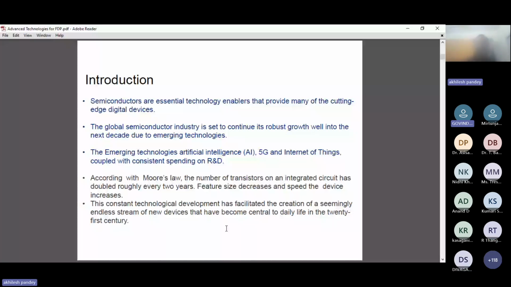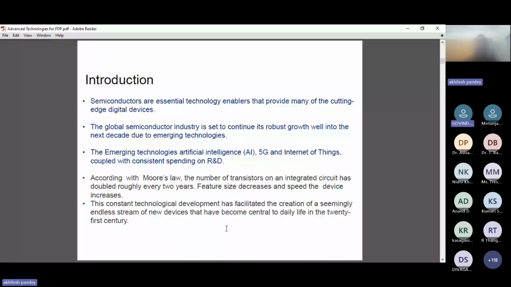No problem. Okay. According to Moore's law, the number of transistors of an integrated circuit has doubled every 2 years, as everybody knows, and feature size decreases and speed of the device increases. The constant technological development has facilitated the creation of a seemingly endless stream of new devices that have become central to daily life in the 21st century. Now, in the 21st century, several advanced semiconductor materials or you can say technology come into the picture. So right now, people or you can say industries are working in the advanced semiconductor materials and devices.